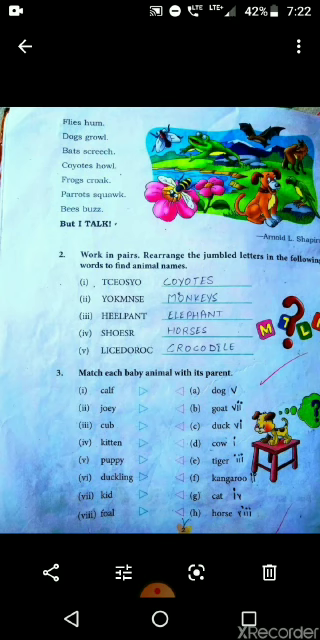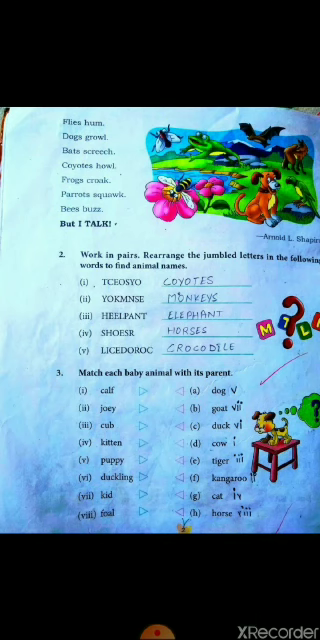First one is calf. Calf is the baby of a cow. Second, joey. Joey is the baby of a kangaroo. Third, cub. Cub is the baby of a tiger. 4, kitten. Kitten is the baby of a cat. 5, puppy. Puppy is the baby of a dog.